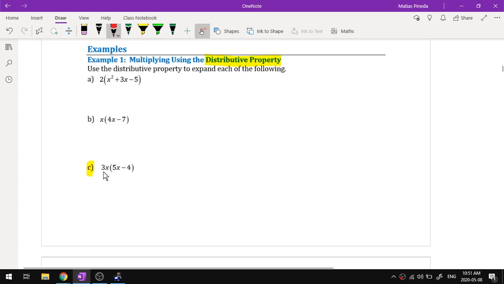So distributive property means that we're going to multiply the 3x into this bracket that contains a binomial. So 3x times 5x is 15x squared. 3x times negative 4 is negative 12x. Don't forget that for terms in polynomials like this, in the bracket we have a binomial, which means we have two terms. The sign in front of a term goes with the term. So the second term in this binomial is negative 4.